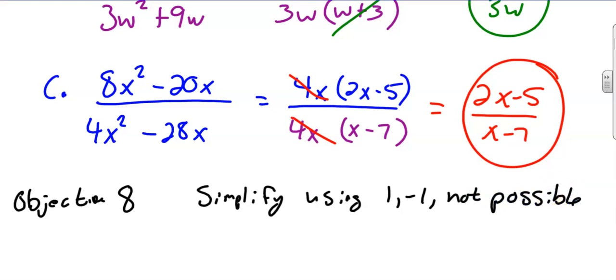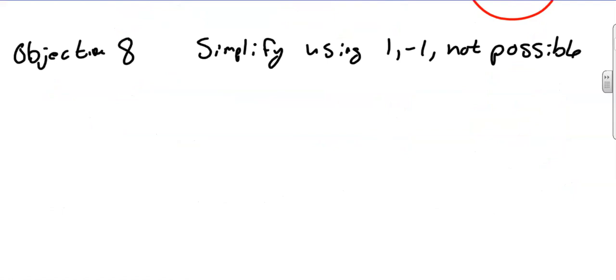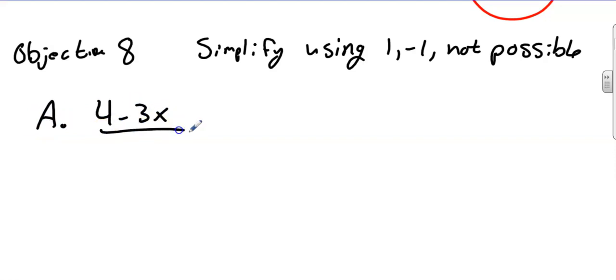Okay, and then objective 8, it gives you a little bit of a different, it's simplified, but then they tack on at the end that with this simplifying, you're going to be using 1, negative 1, or not possible. And the first one really is kind of the main one to hit on. This is really the big thing they want to get out of objective 8 on this part.